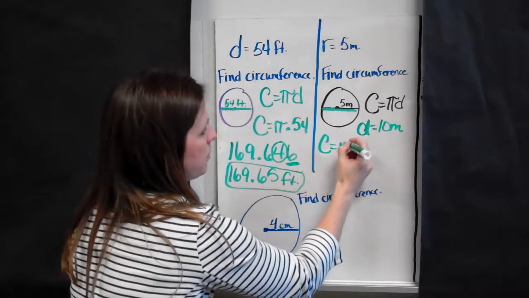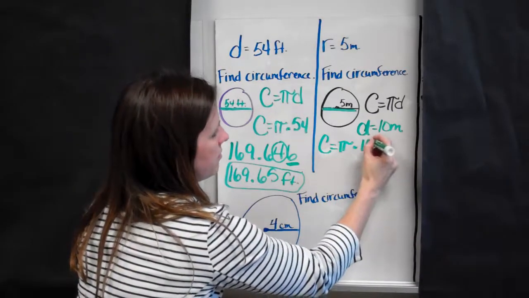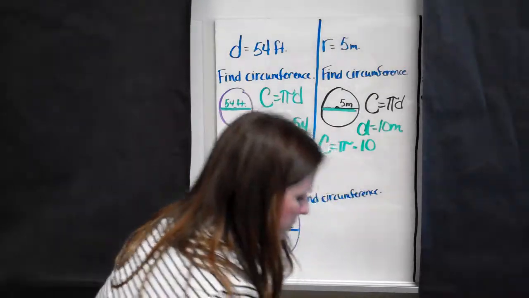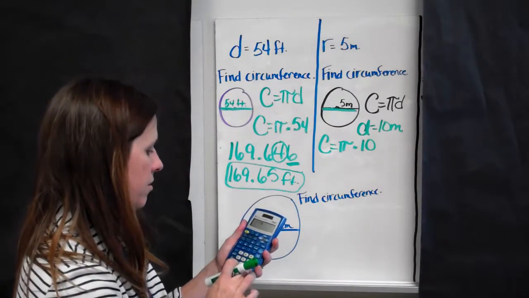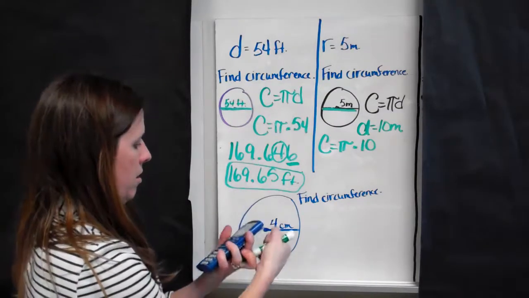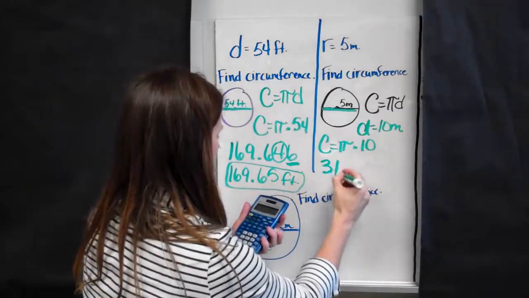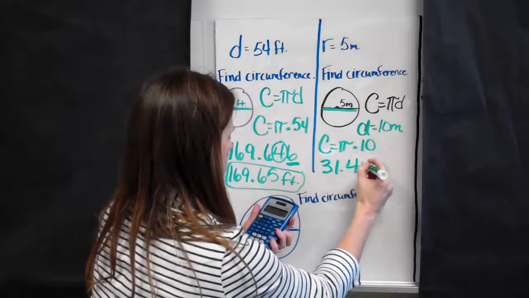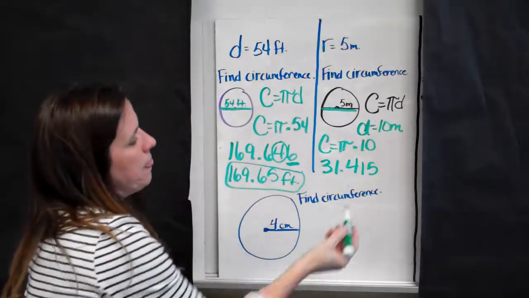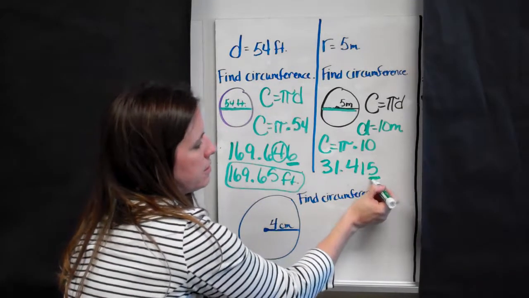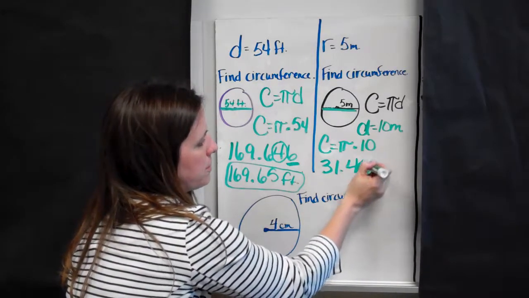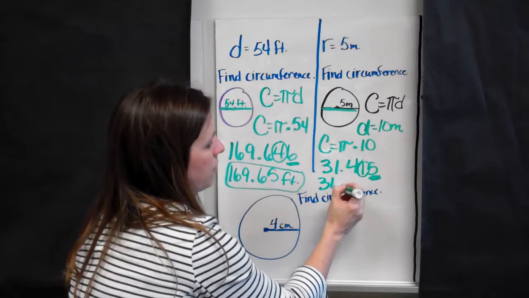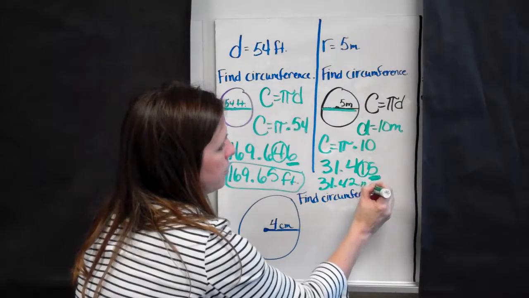So in our formula, we would do pi times 10, and then go to your calculator, hit the pi button, times 10, and you get 31 and 415 thousandths. Again, look at the thousandths place to see your rounding. It's a 5. So that's going to take your hundredths place then up to a 2. So you're going to have 31 and 42 hundredths meters for this one.